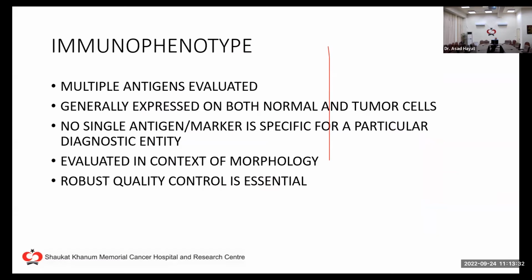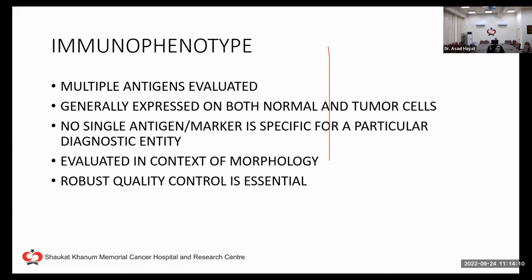It's multiple antigens that are evaluated, and the number, some places may have ready set panels for certain diagnoses, but a lot of times it's at the judgment of the pathologist who's evaluating the case. And sometimes we do get requests for certain immunomarkers later on, which have both diagnostic as well as prognostic implications. And the other important thing is that the markers that we do in lymphoma are expressed on both normal as well as tumor cells.